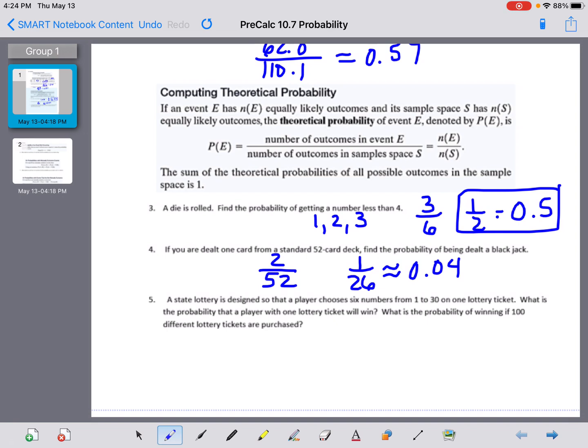All right, a state lottery is designed so that a player chooses 6 numbers from 1 to 30 on a lottery ticket. What's the probability that a player with 1 lottery ticket will win? What's the probability of winning if 100 different lottery tickets are purchased?